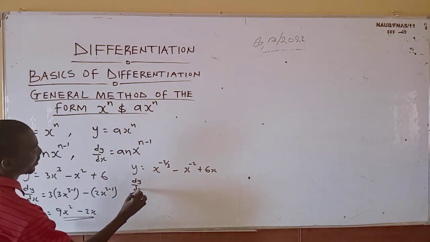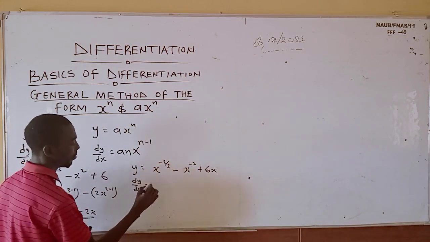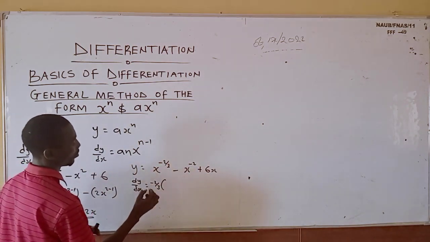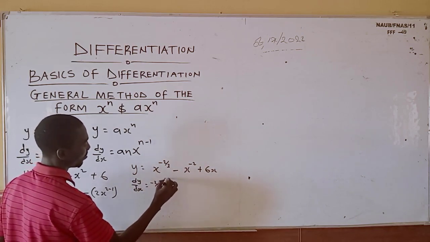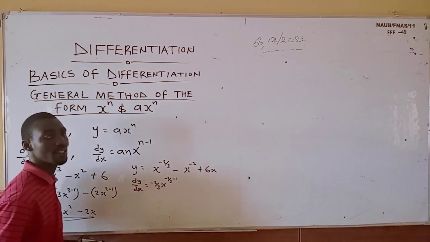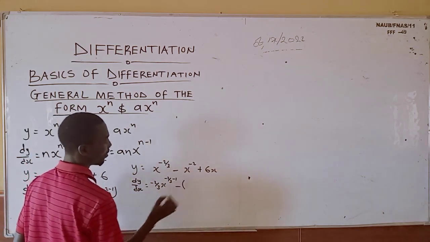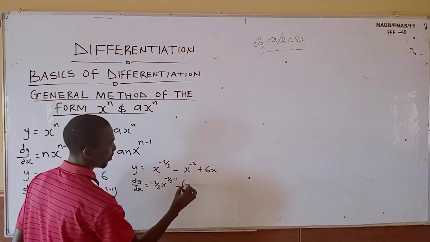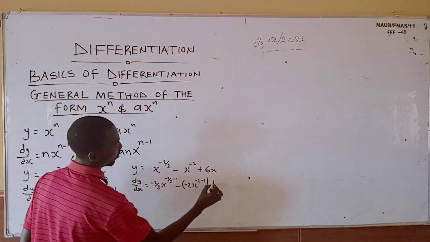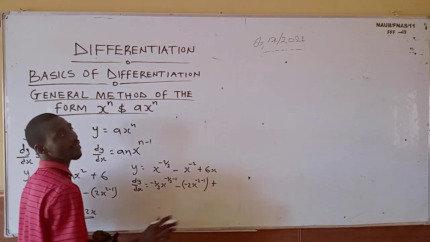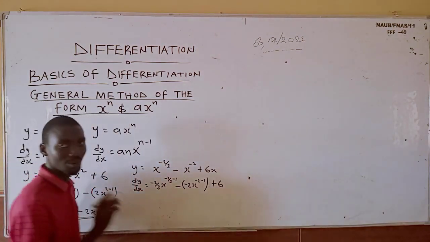dy over ds will be equal to, if you want to differentiate this, the power will come down, minus 2 over 3 into s, write your s back again, subtract 1, right? So now minus, you bring this one back. Now you have to put a bracket here. So minus 2 will come down, minus 2s to the power of minus 2 minus what? 1. Plus, now if you differentiate 6s, you are going to have what? You are going to have 6. I hope you get this now.